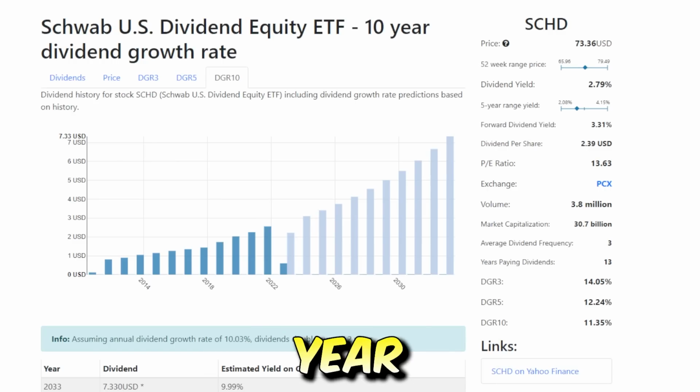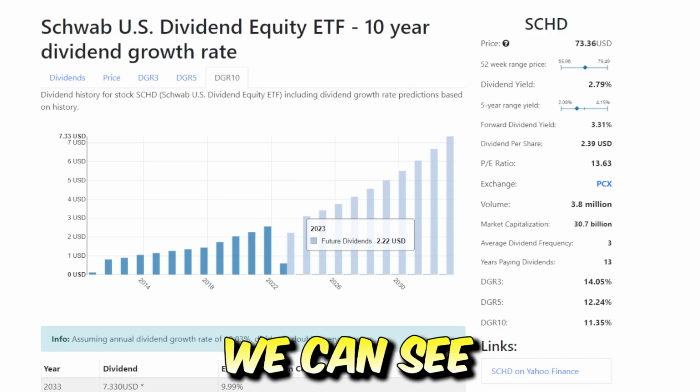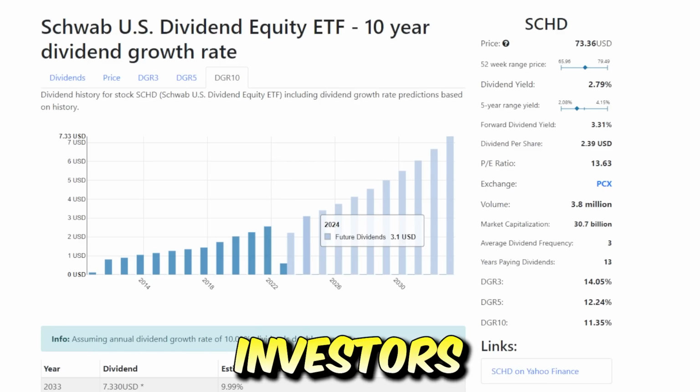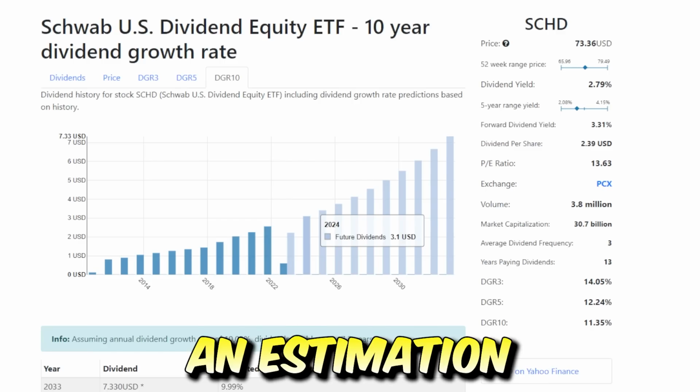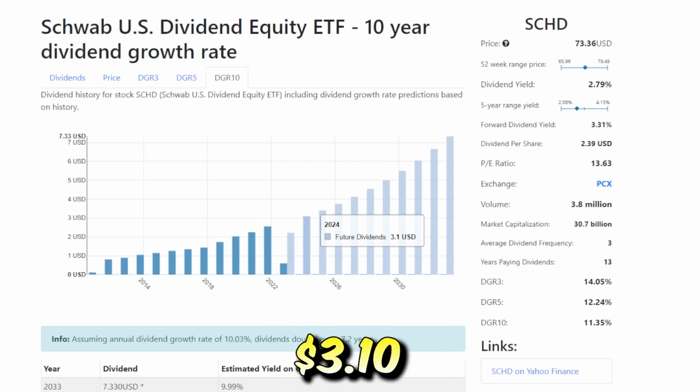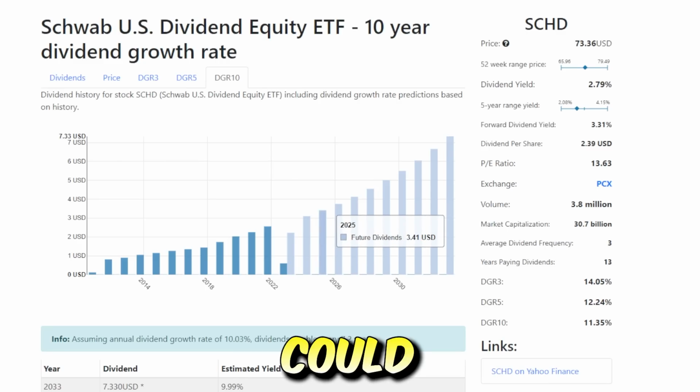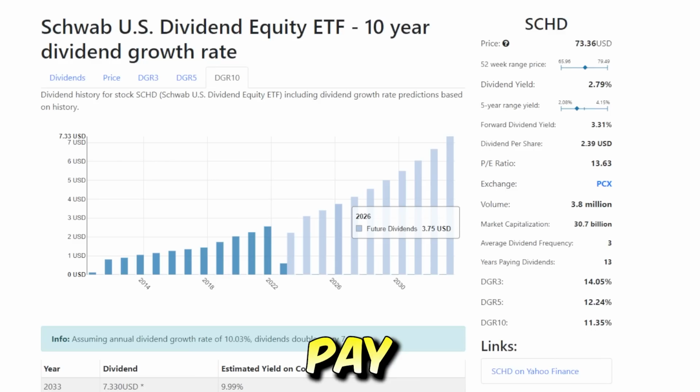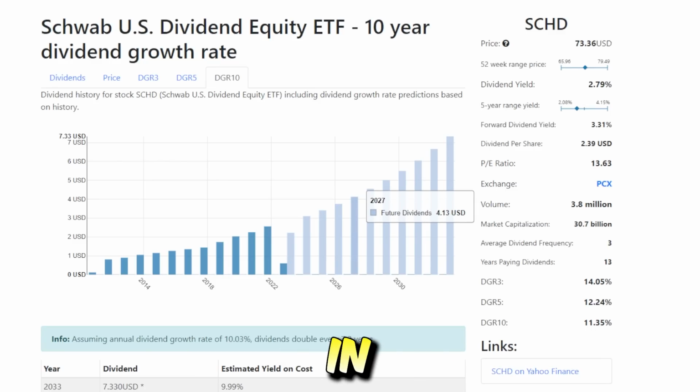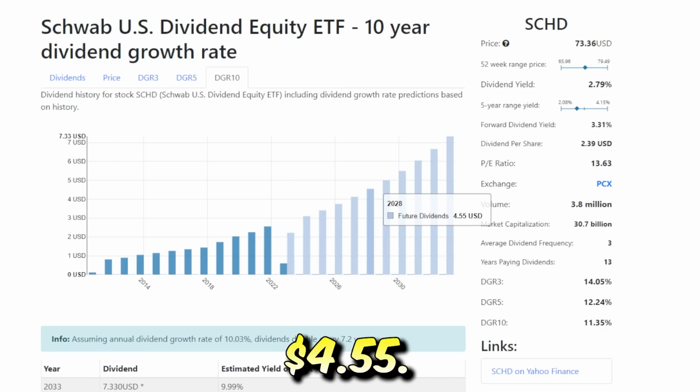So even though the 10-year growth rate is 11, the 5-year is 12, and the 3-year is 14, if we use a 10.03% dividend growth rate, we can see that in 2024, investors could assume, again, just an estimation, that SCHD could pay $3.10 in dividends in 2024. In 2025, SCHD could pay $3.41. In 2026, the ETF could pay $3.75 per share. In 2027, $4.13. In 2028, $4.55.